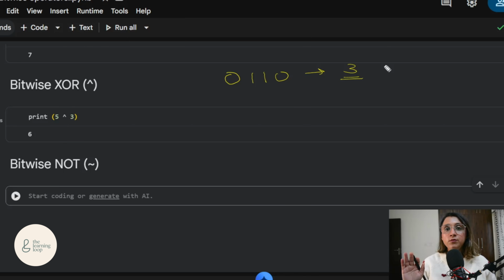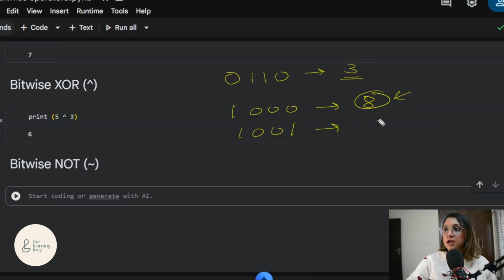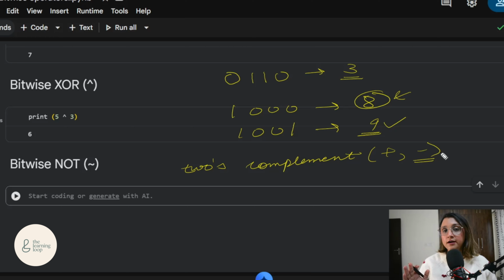So if I'm using an unsigned system where I am not taking any negative numbers, all the bits will be used to present the positive numbers, which means if I use 1000, that would be presented as 8, right? That's what we studied. Or 1001 would be presented as 9. Okay. Now there is something called two's complement to present the positive and negative numbers. So computers only understand zeros and ones.